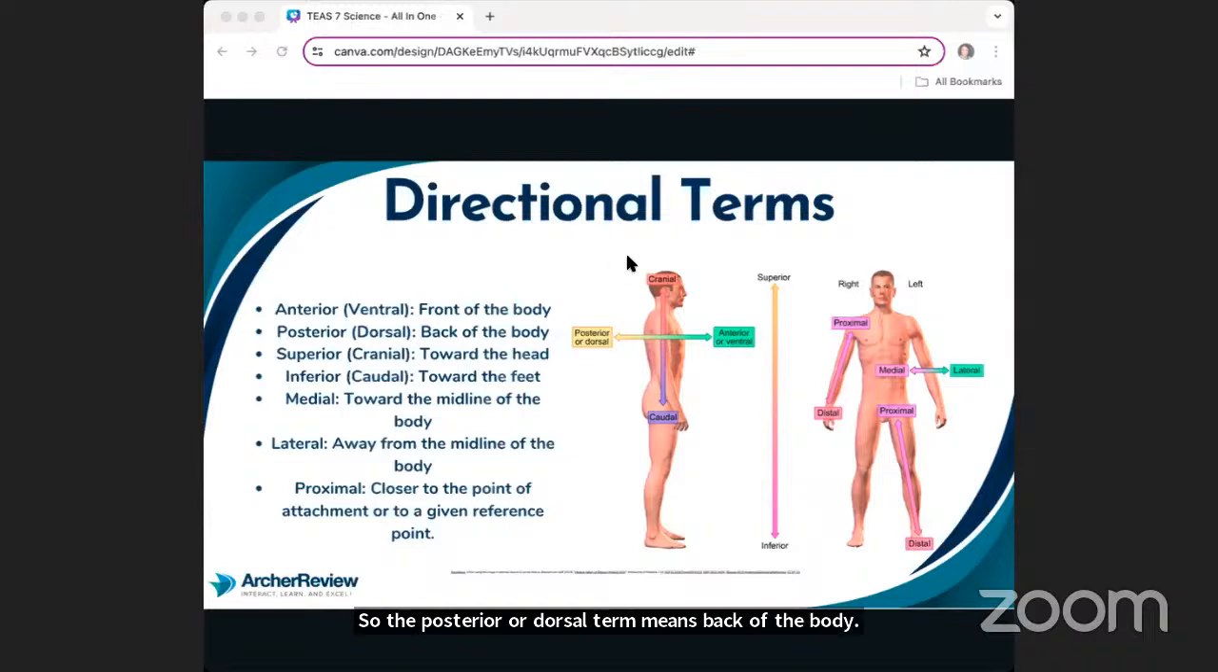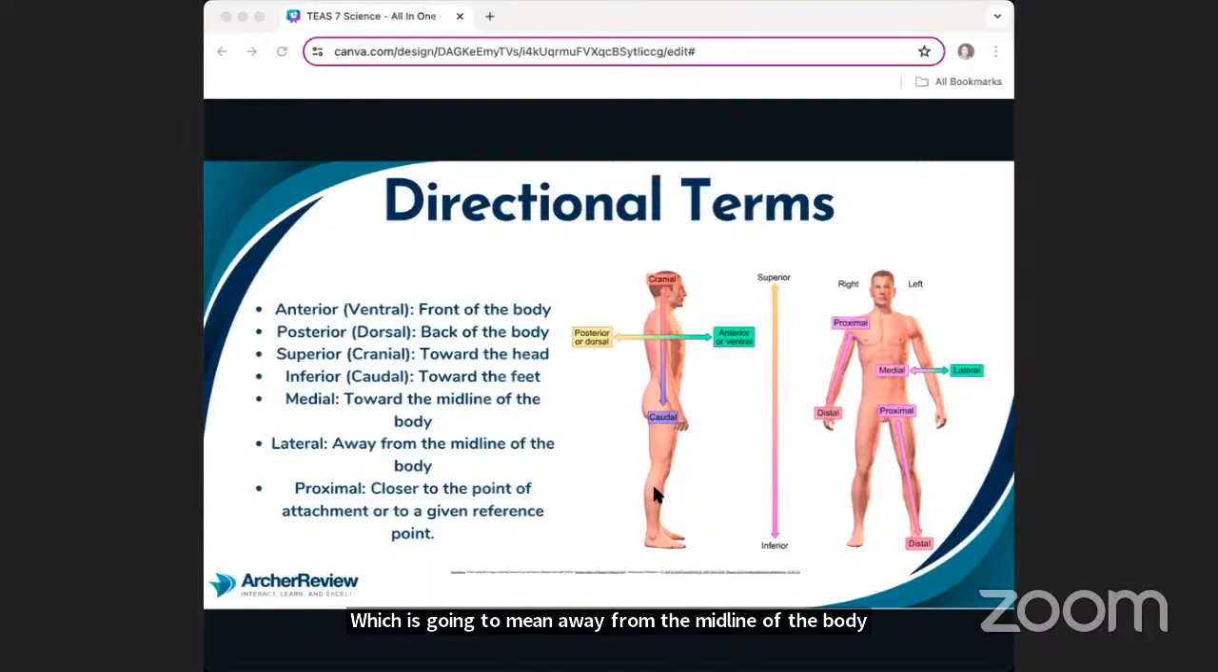Superior or cranial means towards the head, and cranial is a term for head, so that makes sense. And then the opposite of that term is inferior or caudal, which means towards the feet. Medial is a term one would use when they mean towards the midline of the body, towards the middle. Versus lateral, which is going to mean away from the midline of the body, moving outwards.